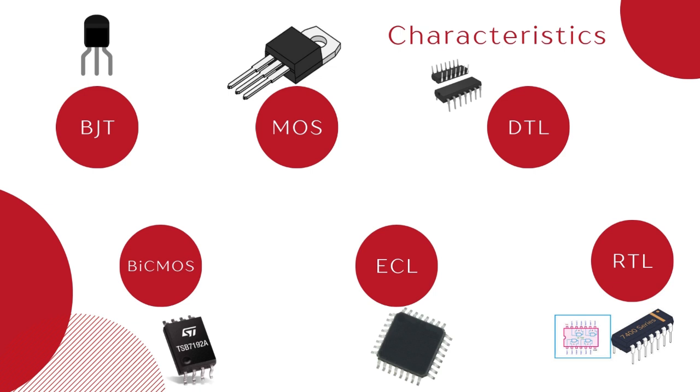DTL, diode transistor logic. DTL is an older technology that combines diodes and bipolar transistors to perform logic functions. It was one of the earliest forms of logic, but has largely been replaced by more efficient technologies like TTL and CMOS. DTL circuits have moderate power consumption but are higher than modern logic circuits like CMOS.